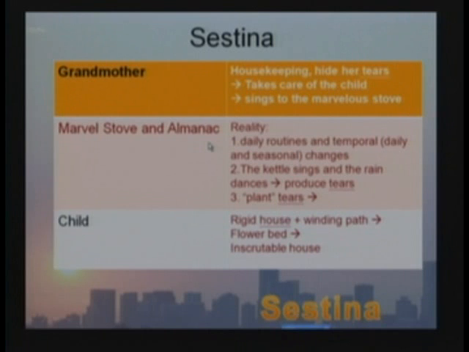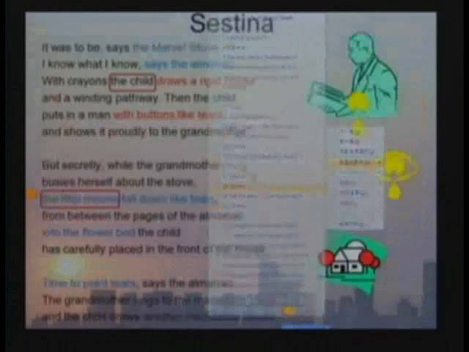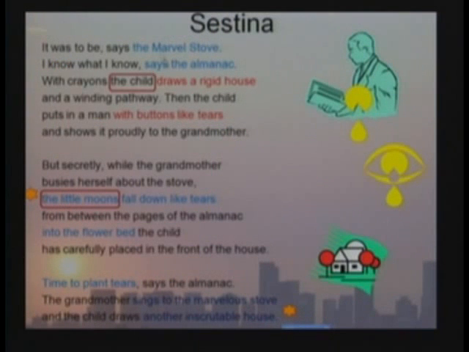And also you can see that in the beginning they are passive objects in the house being taken out or being used by the grandmother. But in I think the 5th stanza, both the marvel stove and the almanac say something. It was to be. I know what I know. Okay, and what they mean, I think I explained them in the online lecture.